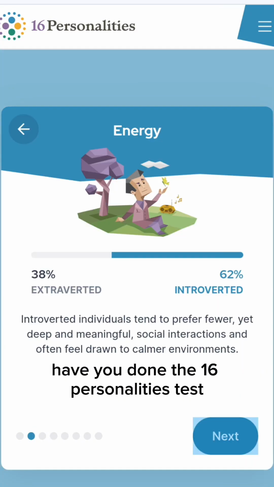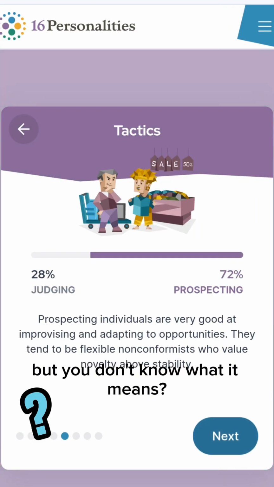Have you done the 16 personalities test but you don't know what it means?